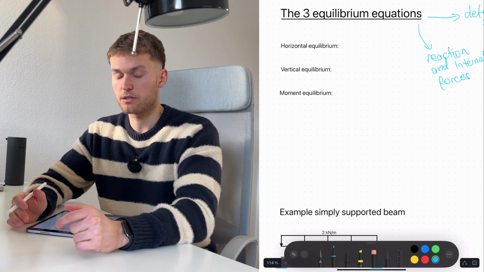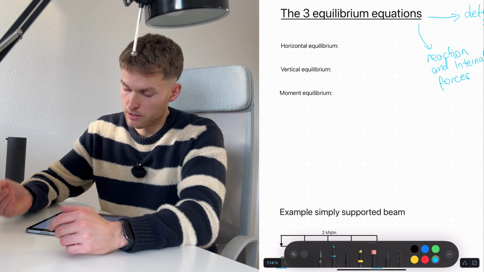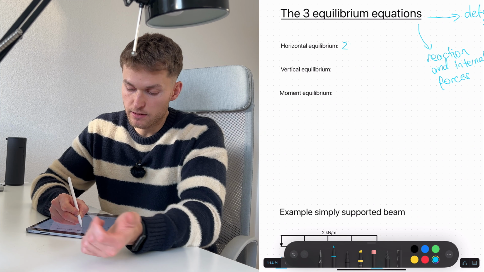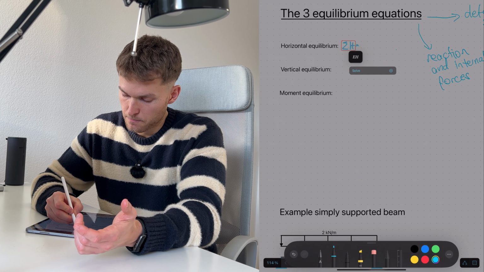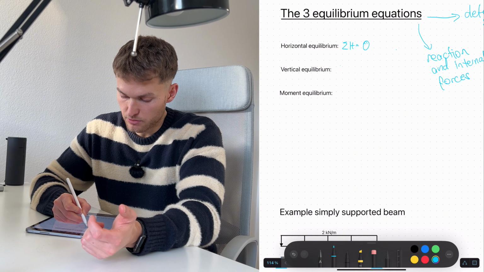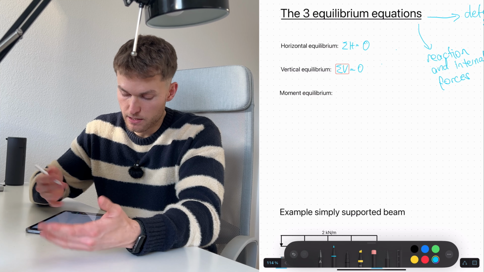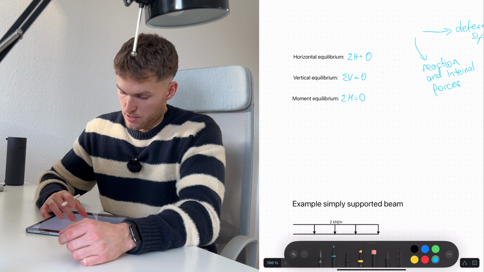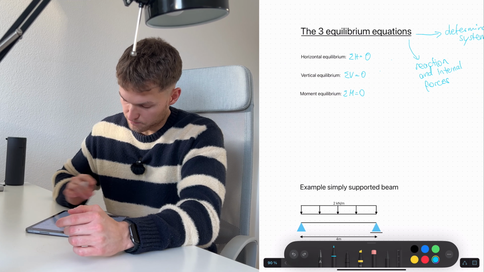The three equilibrium equations consist of horizontal equilibrium, vertical equilibrium, and moment equilibrium. And what that means is, for horizontal equilibrium, that the sum of all horizontal forces equals 0. Right? I'll show an example later on. Then the vertical equilibrium is the sum of all vertical forces equals 0. And the moment equilibrium, the sum of all moments is 0. And let's try and see what that means for an example.